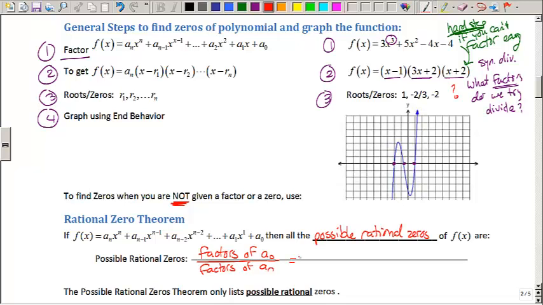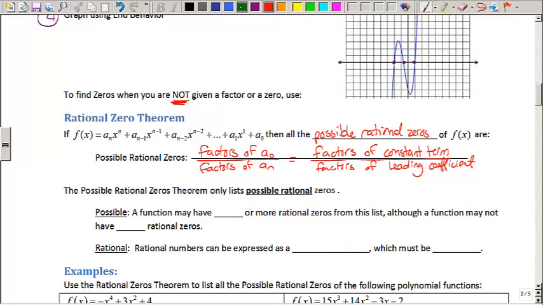Another way of writing that would be the factors of the constant term divided by the factors of the leading coefficient. And what this is going to get you is the possible rational zeros. Now I underlined that because it's so important that you understand what does possible rational zero mean.